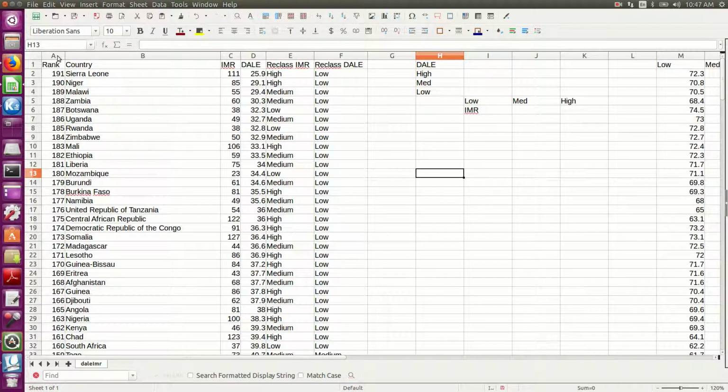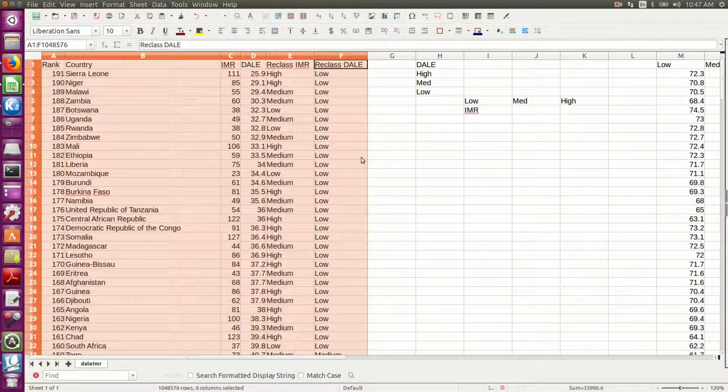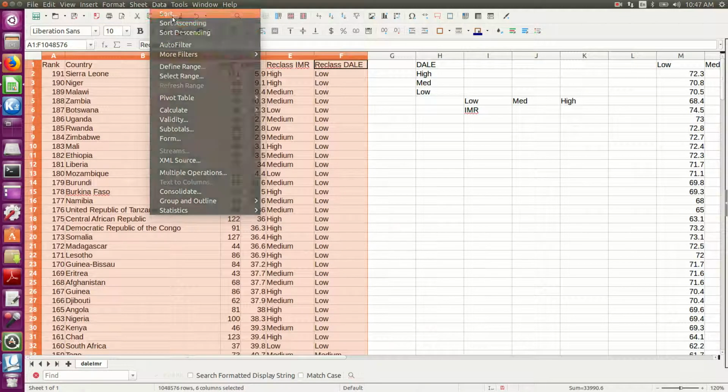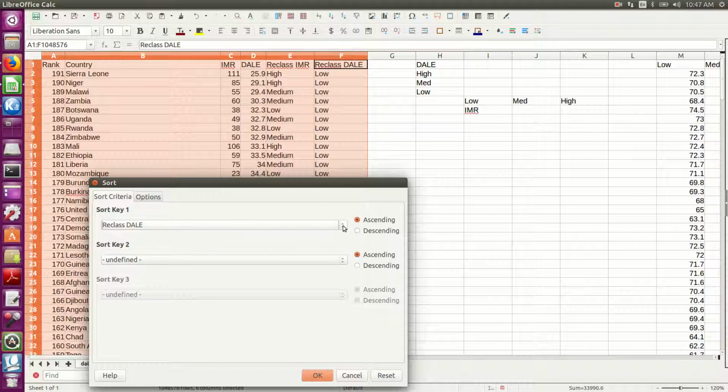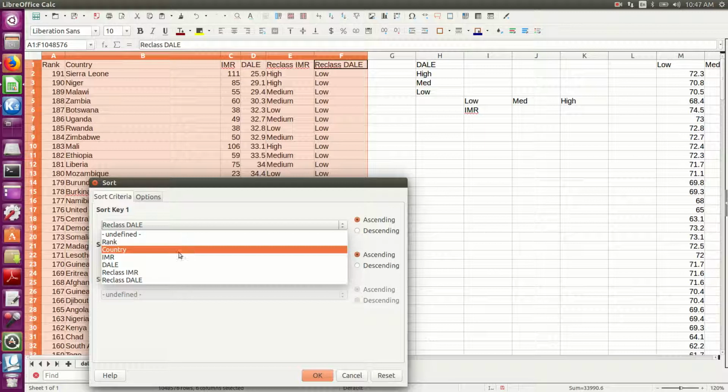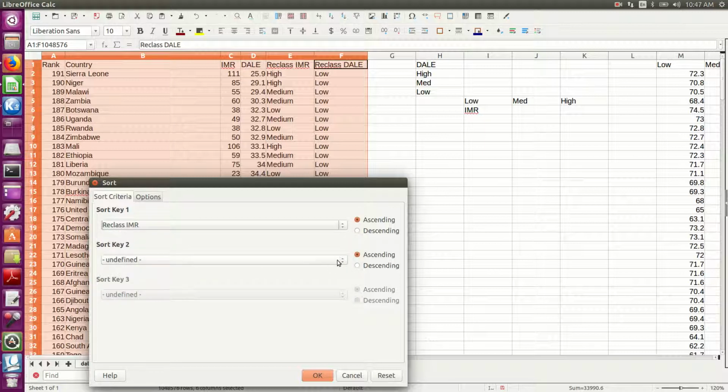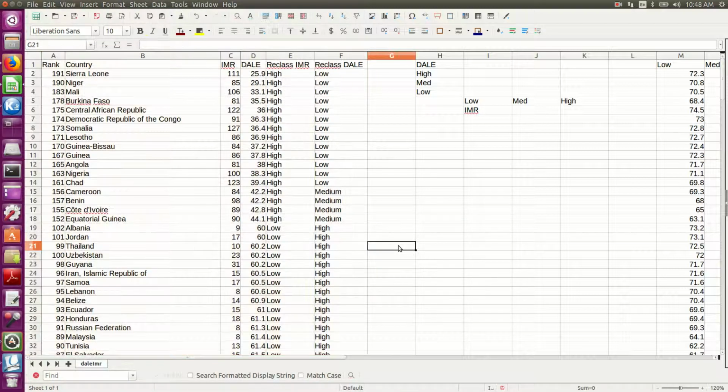And so again, I'm going to take advantage of the sort and just highlight these. I think I'll sort, so I go in here and I say sort. I'm going to sort by the reclassified IMR first, and then after I sort by that, I will sort by DALE. And so I can sort by 2 things. First the IMR, then the DALE, and I'll say OK. Now this has one strange thing in that it's sorted by alphabetical order.